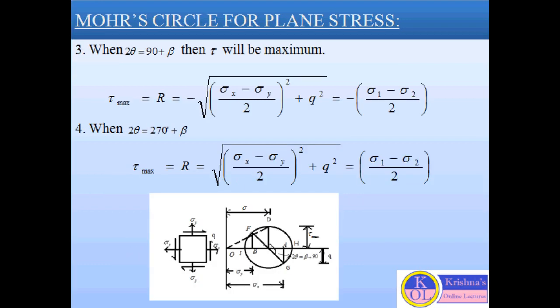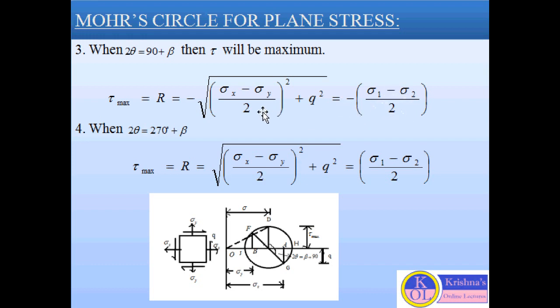The third case is when the value of 2 theta is 90 plus beta. In that condition, the shear stress will be maximum. So the maximum shear stress will be equivalent to R, and the value of tau max will be, in final form, negative (sigma 1 minus sigma 2) by 2.